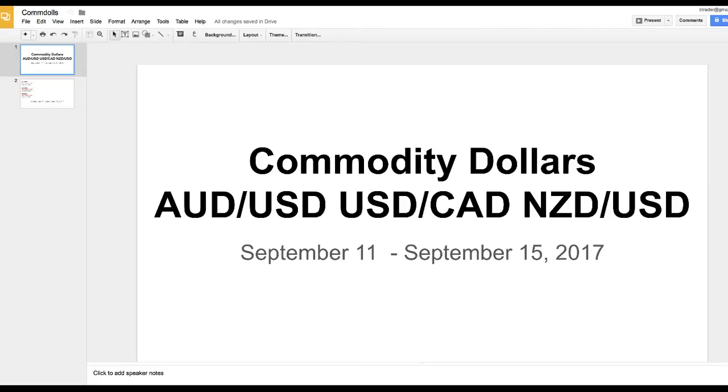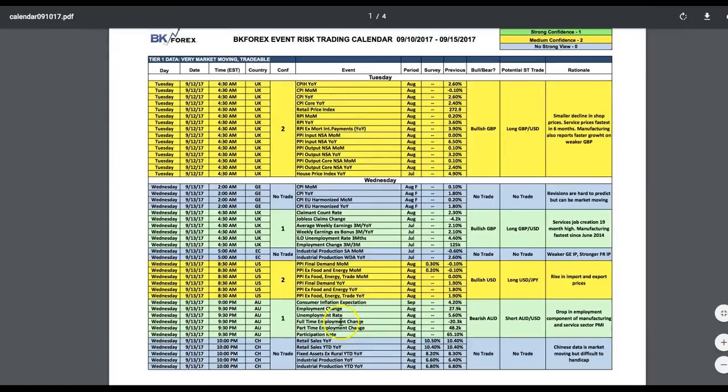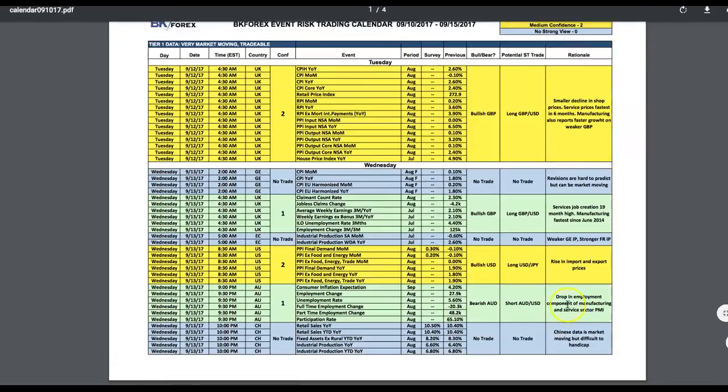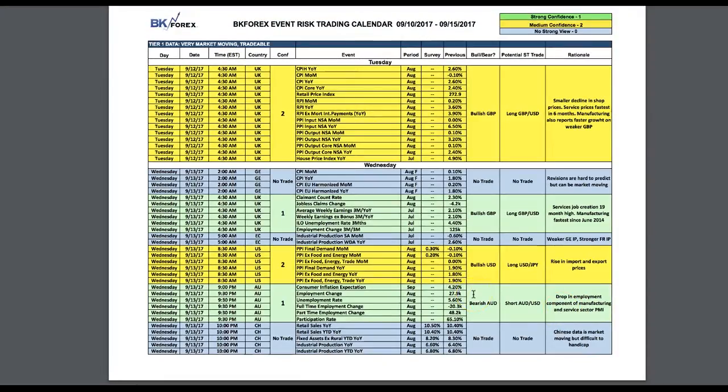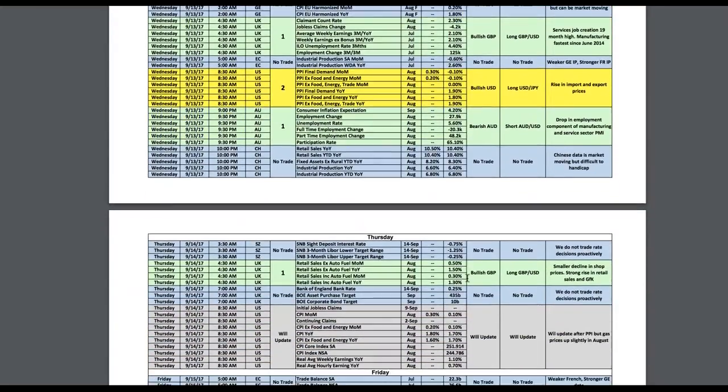On the calendar front, not much in the commodity dollar land. Really only one big event, which is the Australian employment data on Wednesday. That looks to be mildly bearish. Actually, not even mildly bearish, we're bearish all across the board, with falls in manufacturing and services, and maybe construction. So Kathy is very bearish on the Australian dollar, with a chance here for a miss on the Australian side.